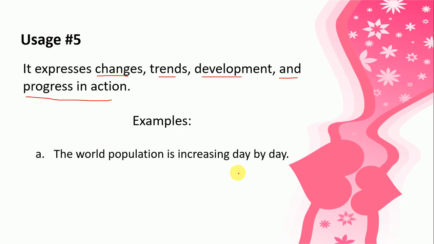So understood this, students? For example, my computer typing is improving. So this is a change, and here it's an improvement, development. Okay, my computer typing is improving.